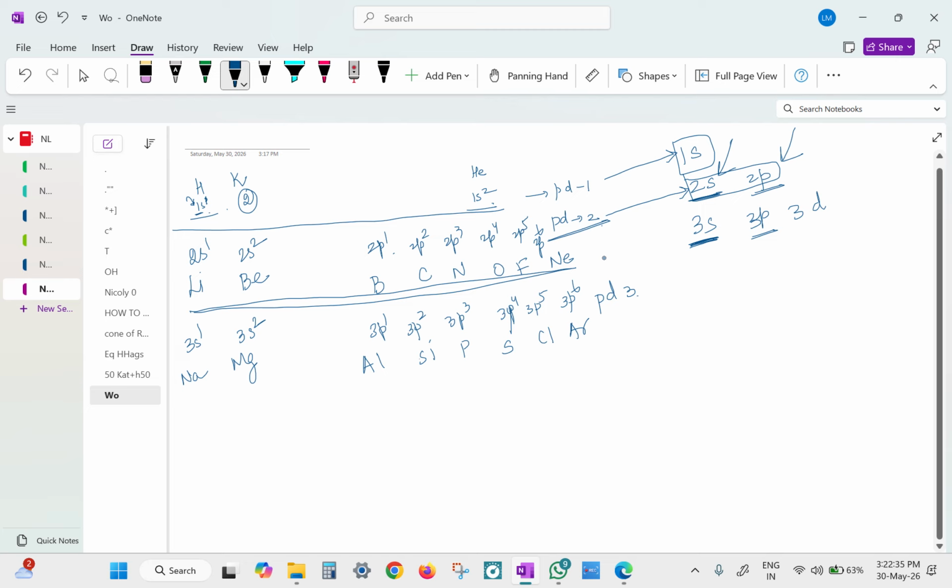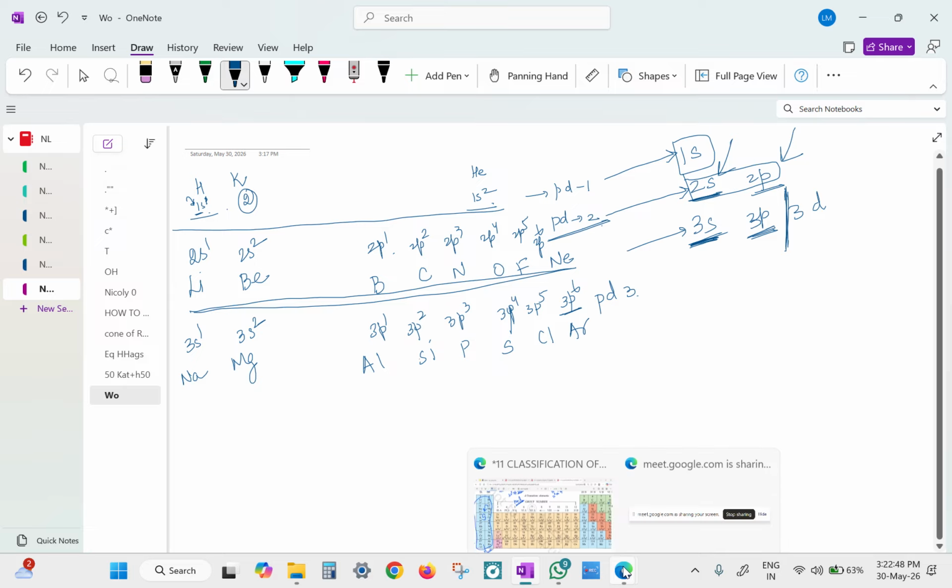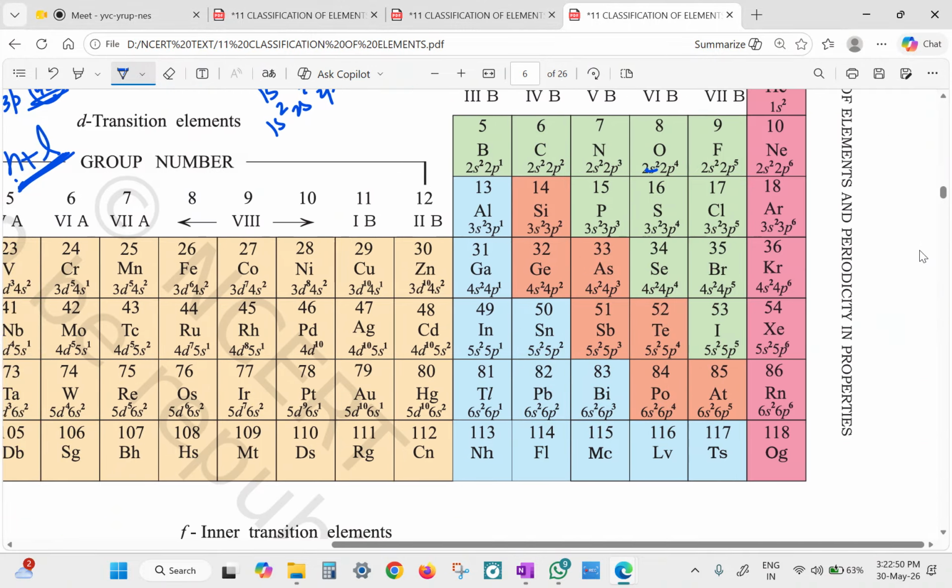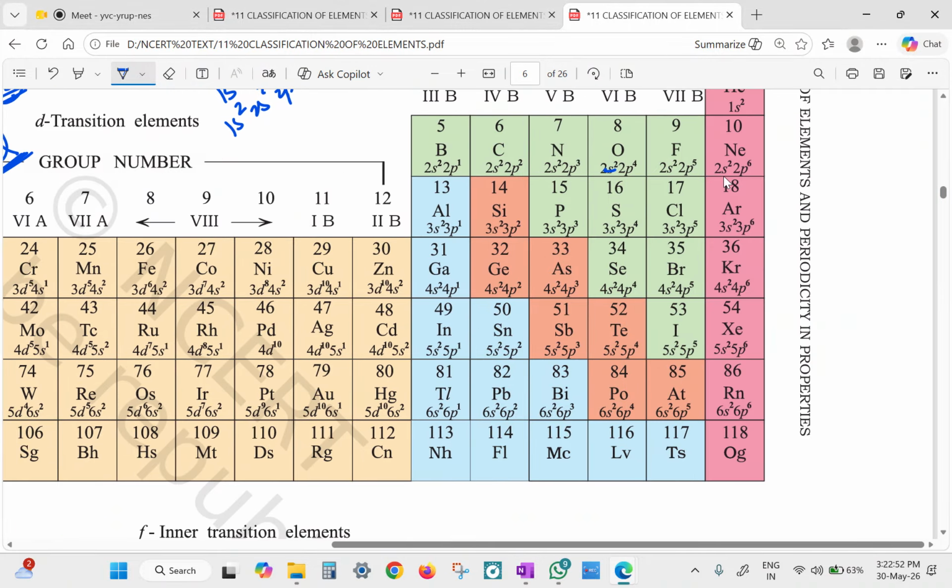But you see, in the third period, there is 3s, 3p, and 3d. But it seems like the elements end with the filling up of the 3p6. I showed you the periodic table, remember? Look at the last element. Isn't it 2s2, 2p6, 3s2, 3p6, 4s2, 4p6, 5s2, 5p6? That means 3s is filled up, 3p is filled up, but not the 3d.